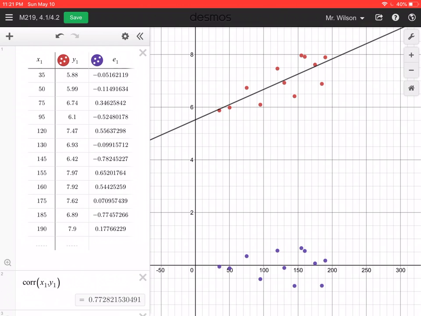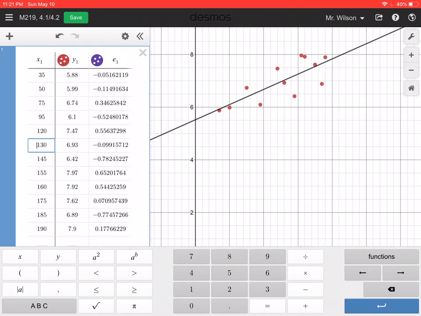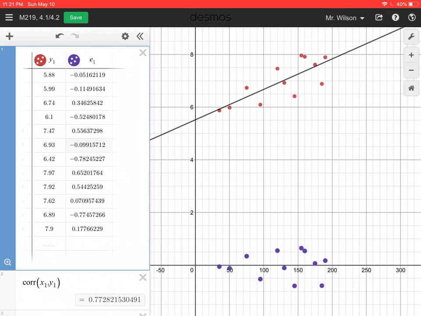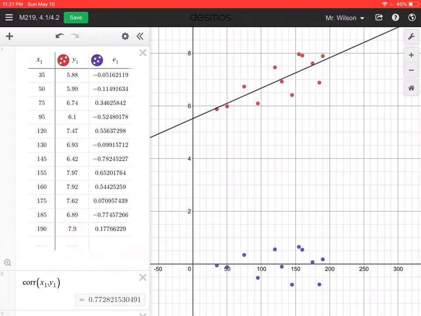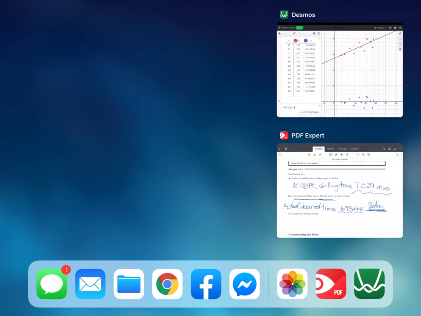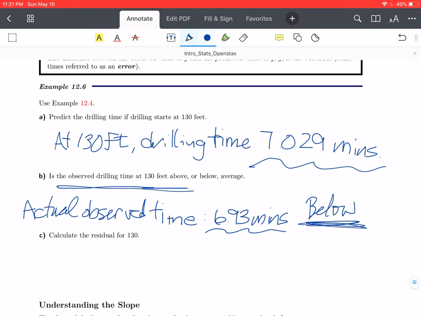So the one we're looking at is the data point at 130, so the residual at 130. On there it says negative 0.099, but if you look in the table, it's actually a little bit clearer. So the 130 row here is right there. So that's negative 0.099157112. So we got a pretty nice exact, or as close to exact as we need, answer for this one.